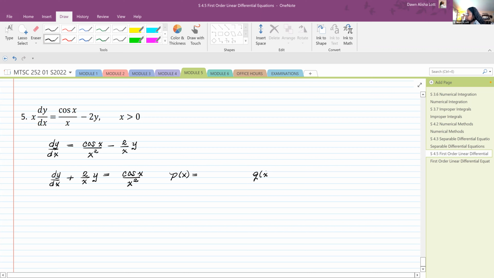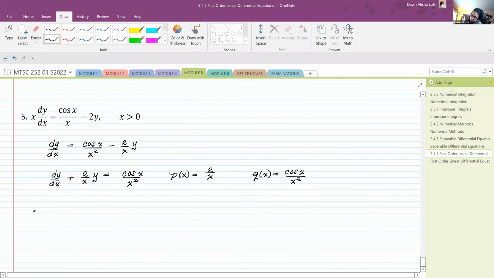Malcolm, what are they? P of x would be, would it be 2 over x? 2 over x, awesome. Q of x is going to be cosine x over x squared. Awesome. Okay, so that's step 1.